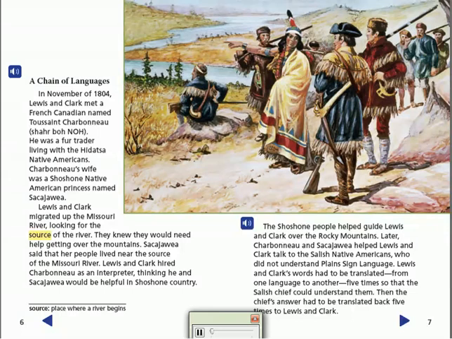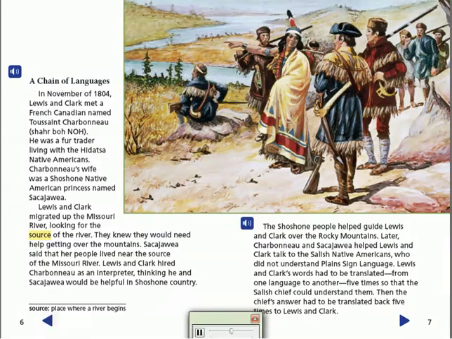A chain of languages. In November of 1804, Lewis and Clark met a French-Canadian named Toussaint Charbonneau. He was a fur trader living with the Hidatsa Native Americans. Charbonneau's wife was a Shoshone Native American princess named Sacagawea.